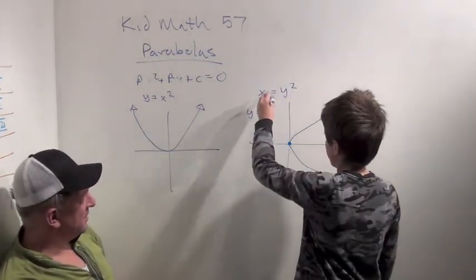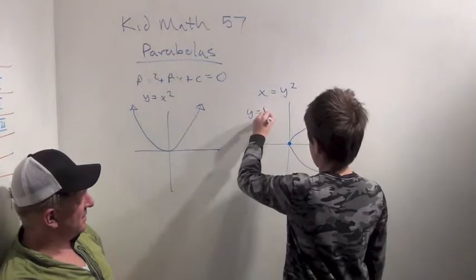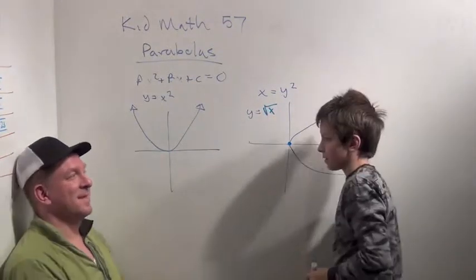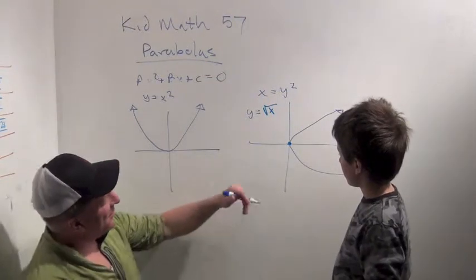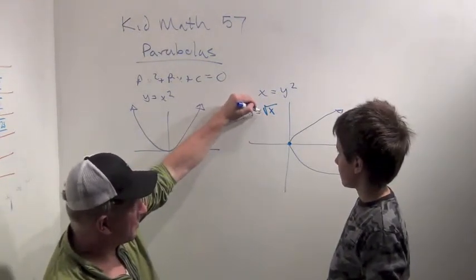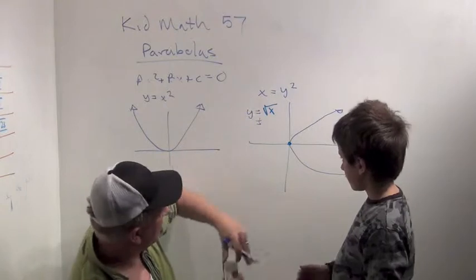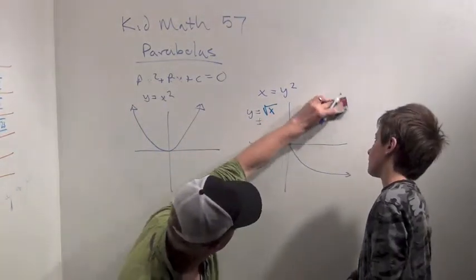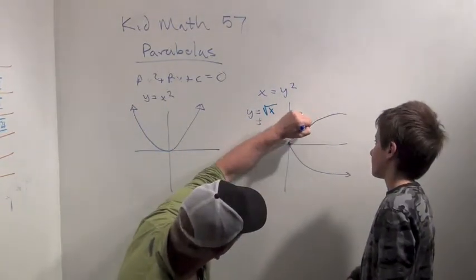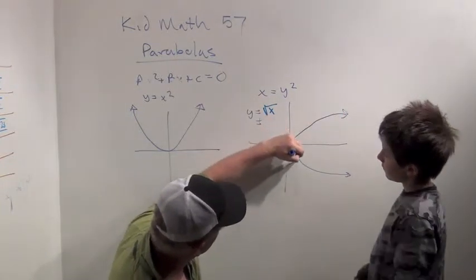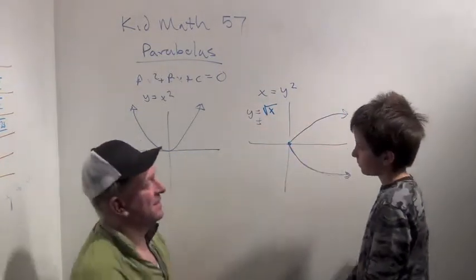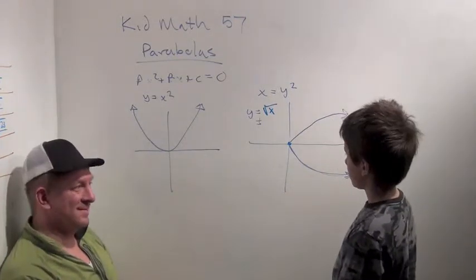Take the square root of both sides. And I get y equals the square root of x. Interesting. So now there's really a plus and minus, right? The plus square root of x is the top part up here that I didn't draw particularly well. That's the parabola up here. The minus square root of x is the parabola down here. That's pretty cool.